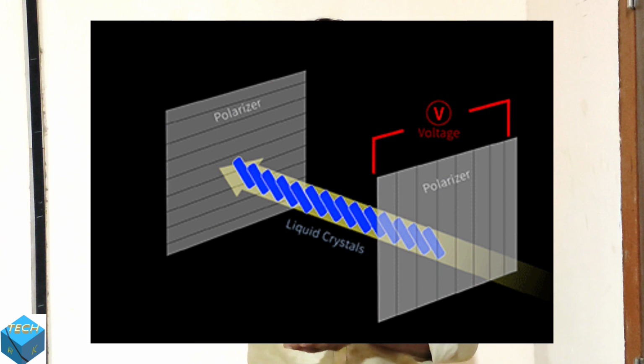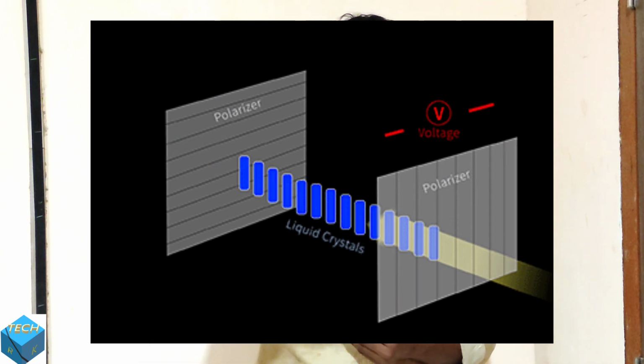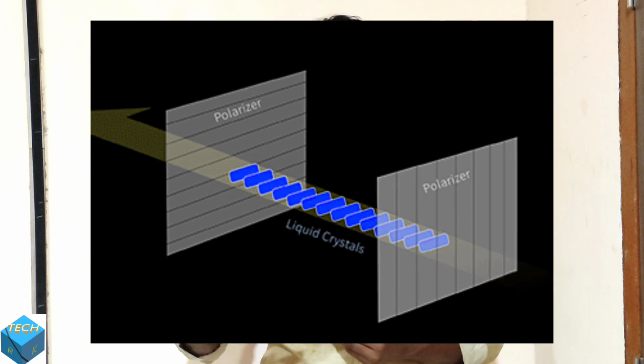And then the next display, that is the IPS LCD display. The main difference between this TFT LCD and IPS LCD is that the molecules arranged in a pixel are in a parallel position. Due to this parallel position, the IPS LCD allows more light through the liquid crystal layer. So that's why the IPS LCD display is brighter when compared to the TFT LCD display. That is the main change between this IPS LCD and TFT LCD.